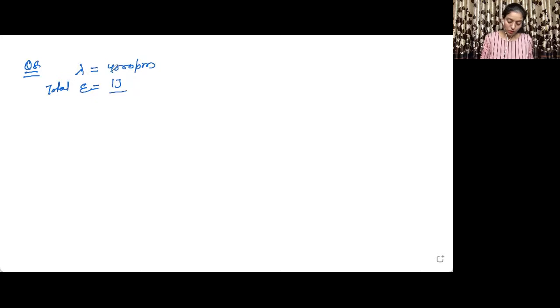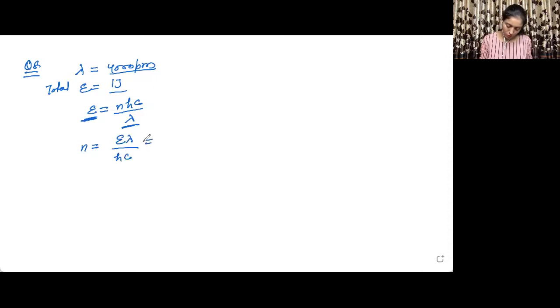If we find out, you can directly use this formula. Energy is equal to nhc upon lambda. This is the total energy emitted. N is the number of photons that will be providing this much energy, and lambda is the wavelength associated with the photon. So we need to just find out what is the value for N. So N will be equal to E lambda upon hc.